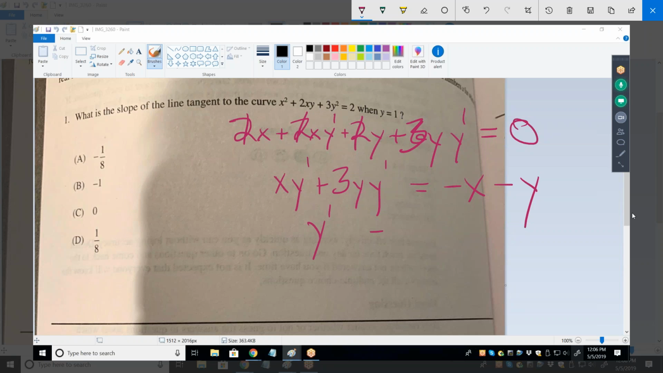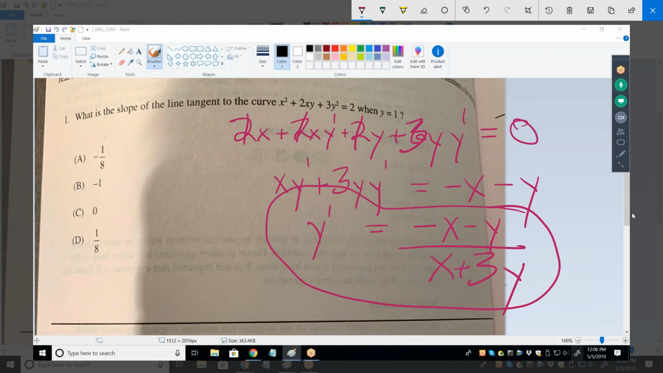So then x plus 3y equals negative x minus y. And then we divide x plus 3y on both sides. So then y prime equals negative x minus y over x plus 3y. So yeah. What's the next step?